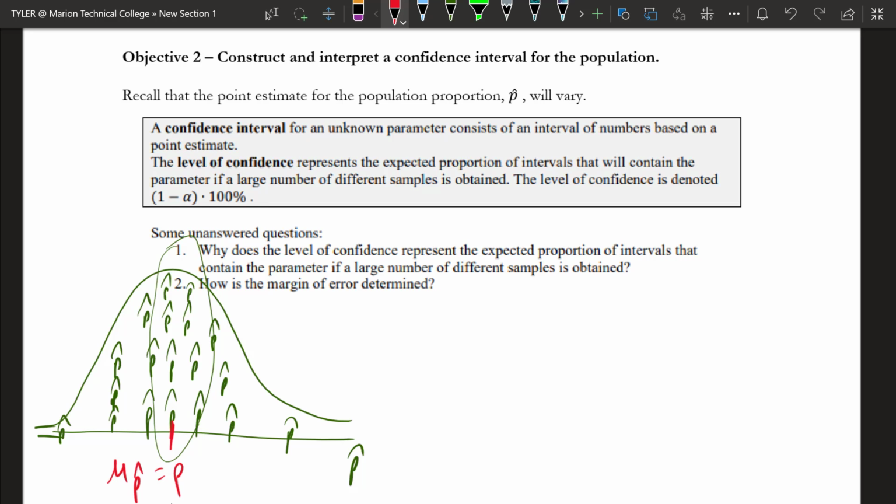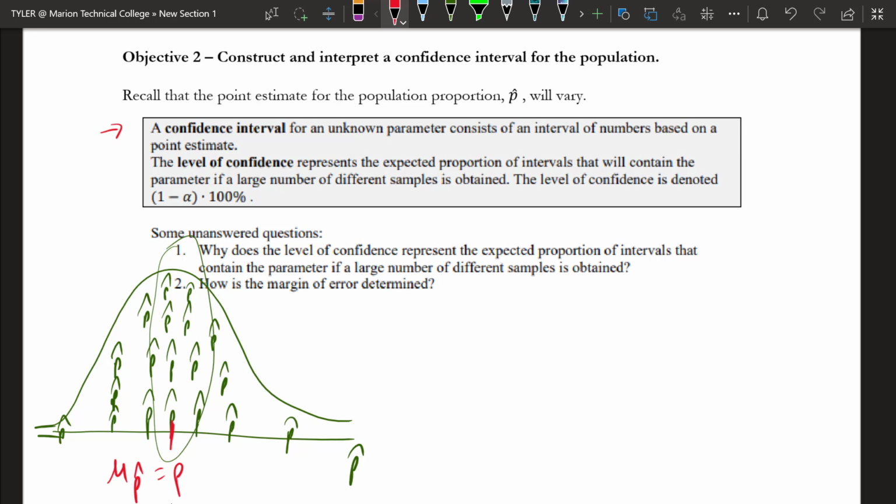So a confidence interval, which is what we're going to be after for an unknown parameter, is going to consist of an interval of numbers based on a point estimate, right? So we're going to get a point estimate as sample, and we're going to add and subtract some value to that, and that's going to give us what we know as a confidence interval, right?